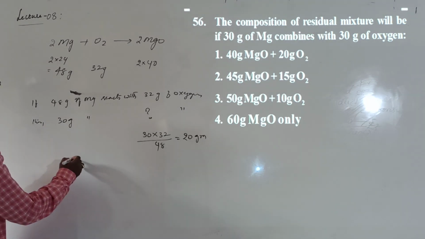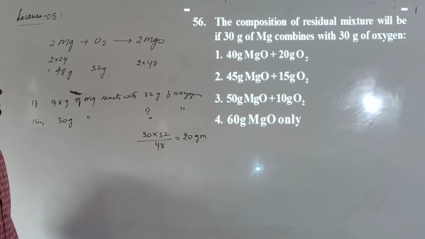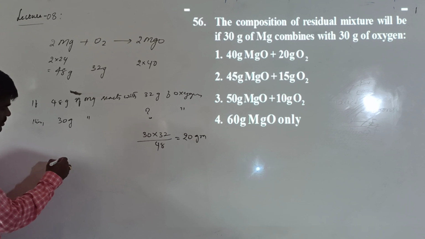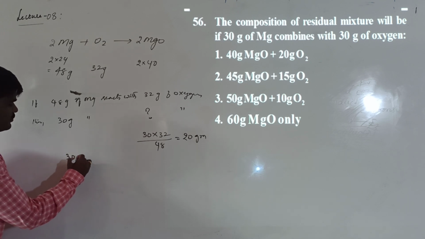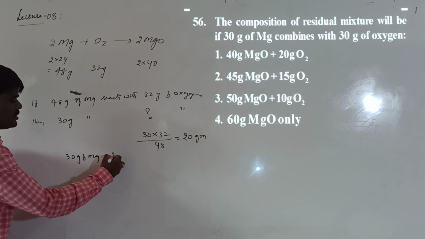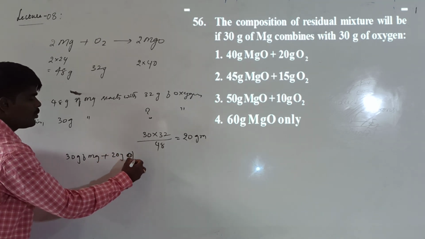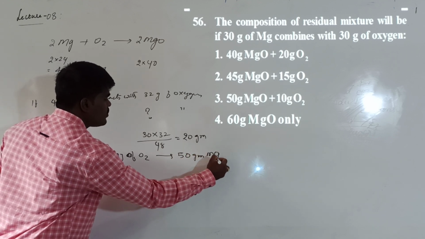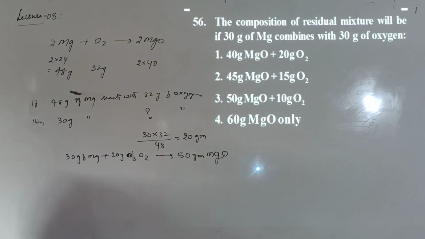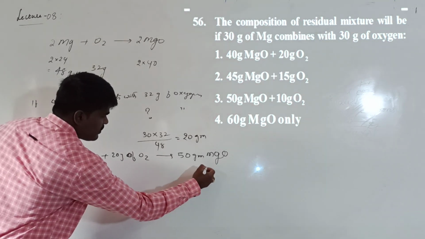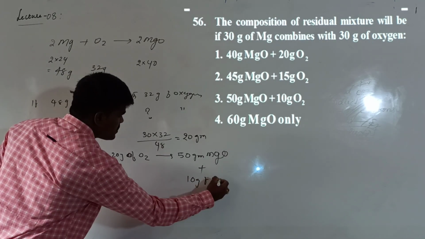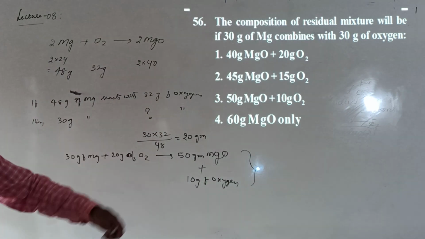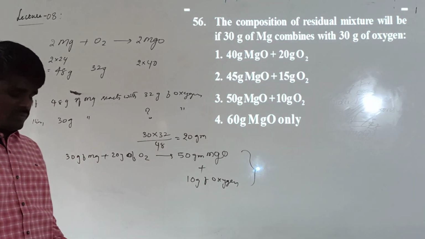What is meant by this? What might be the mass of MgO formed? That means when 30 grams of Mg combines with 20 grams of O2, it forms 50 grams of MgO. And how many grams of oxygen is there? It contains 10 grams of oxygen left in the mixture. What is the composition of the mixture? The mixture contains 50 grams of magnesium oxide and 10 grams of oxygen.